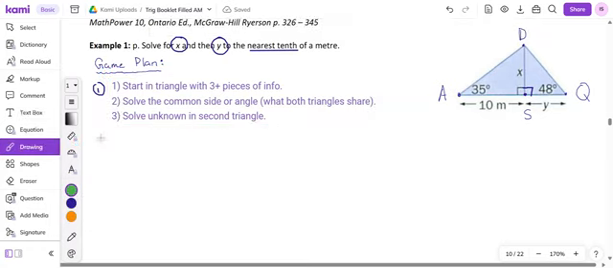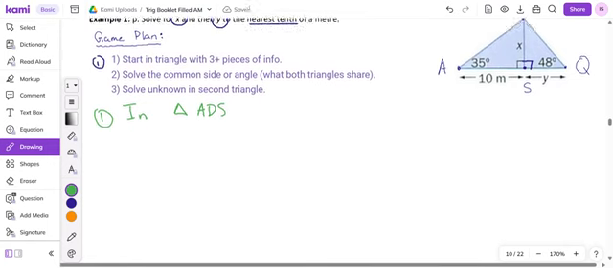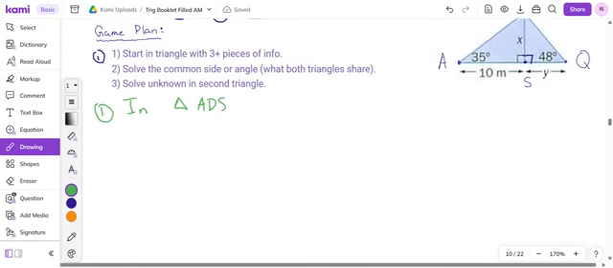So I got my step 1. And because I've got two triangles, I need to communicate in which triangle I'm working. It's a very sad triangle. Do you get my little joke? It's a sad triangle. SAD. Wah, wah. In triangle ADS, we're going to solve for X.